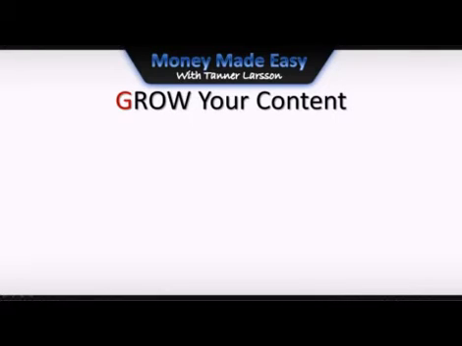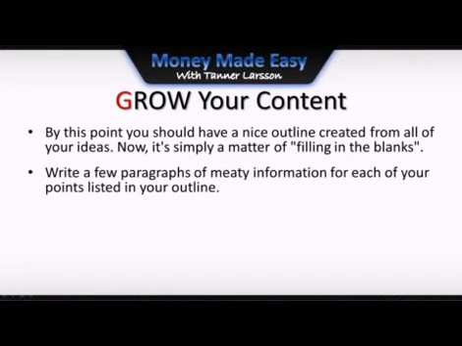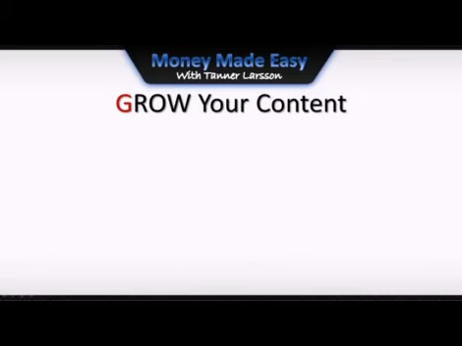Next step is to grow your content. By this point, you should have a nice outline created from all of your ideas. Now it's simply a matter of filling in the blanks. Write a few paragraphs of meaty information for each of your points listed in your outline. What I do is just a little bit of math. I take the total number of pages that I want and divide it by the total number of ideas that I've written down, so I can see how much I need to write for each point.